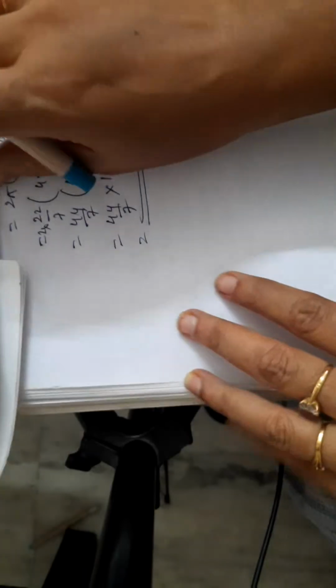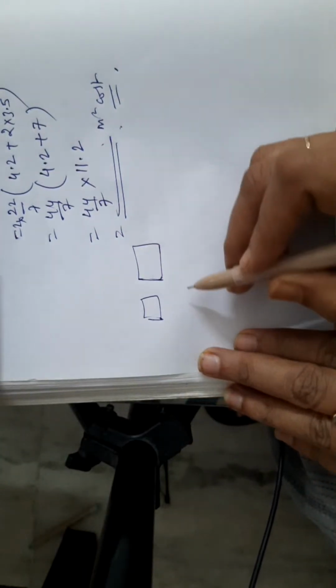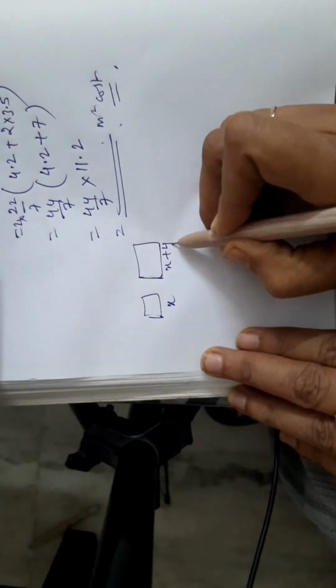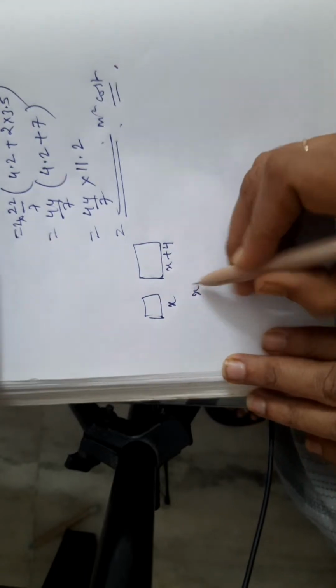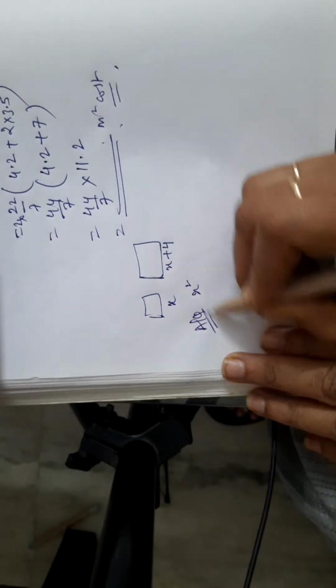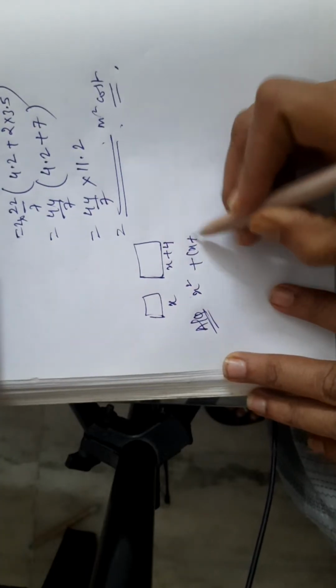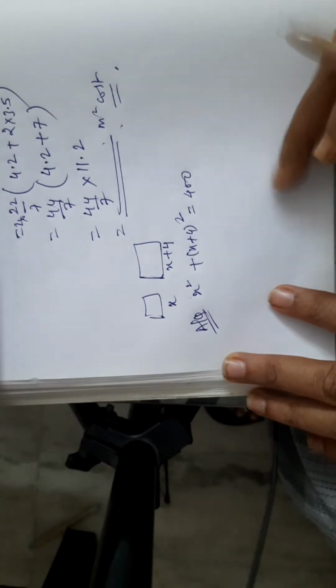So if two squares are there, one side exceeds the other by 4. If one is x, the other will be x plus 4. Then the sum of the areas of the two squares. So according to the question, the area of the first square will be x square. The area of the second square is x plus 4 whole square. The sum of the squares is 400.